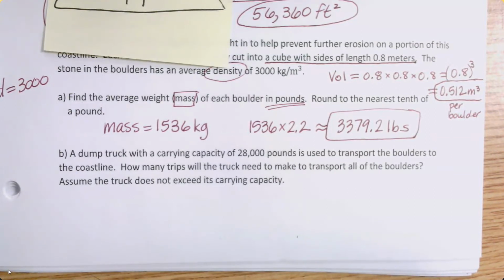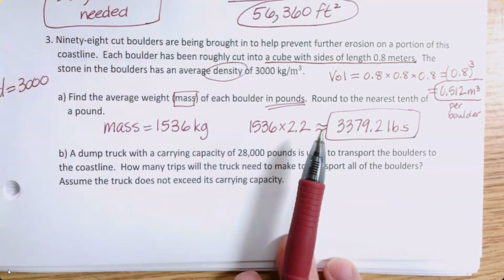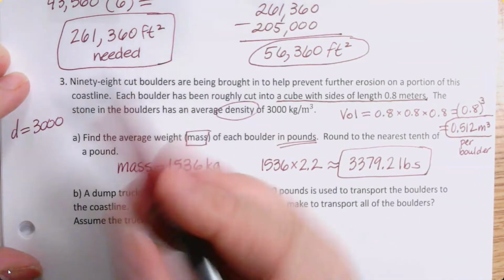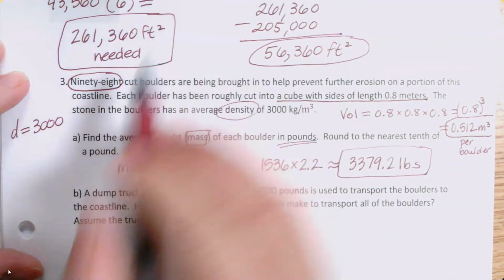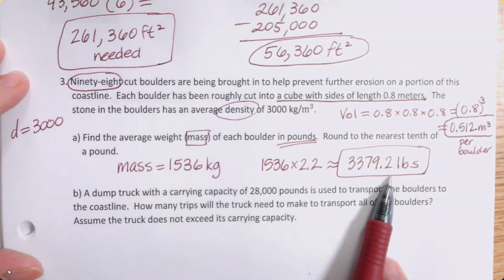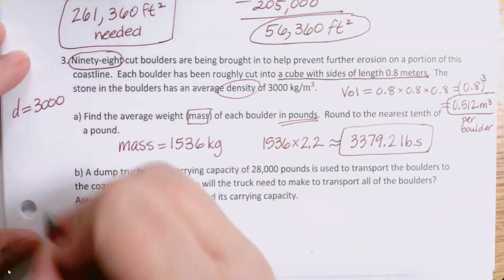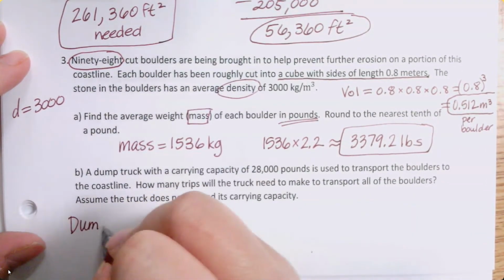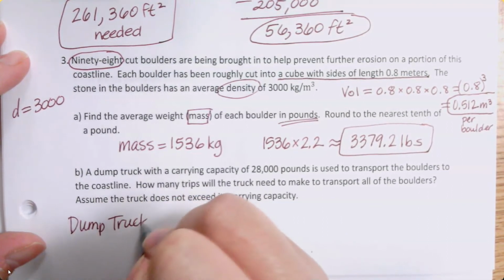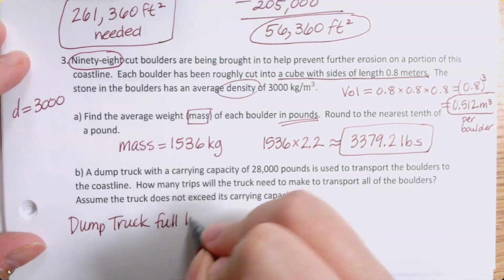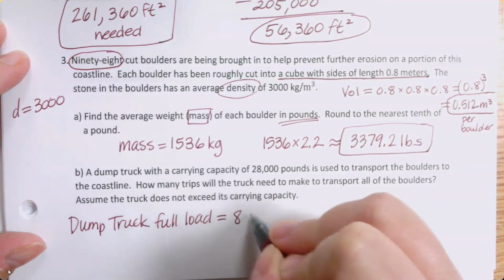All right, now we need to know how many of these boulders do we have to carry? 98. We have to carry 98 of these. You can't just multiply 98 times this amount and then divide by 28,000 pounds, because that will have us carrying parts of boulders in a load. We have to make sure we can fit a certain number of whole boulders in each load. And we have figured out that a dump truck load, the full load for our purposes, is going to be 8 boulders. That's the most we can carry.